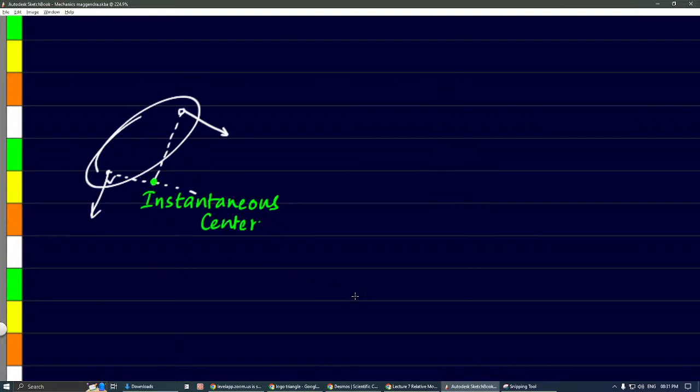And from the diagram you can see how to find the instantaneous center. So if you know the velocity of 2 points, let us say A and B are the 2 points, and if you know the velocity at A and velocity at B, then all you have to do is just draw perpendiculars from both the velocities. Their intersection will give us the instantaneous center.